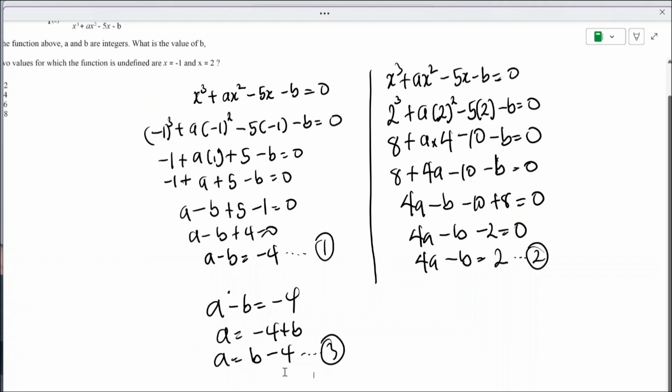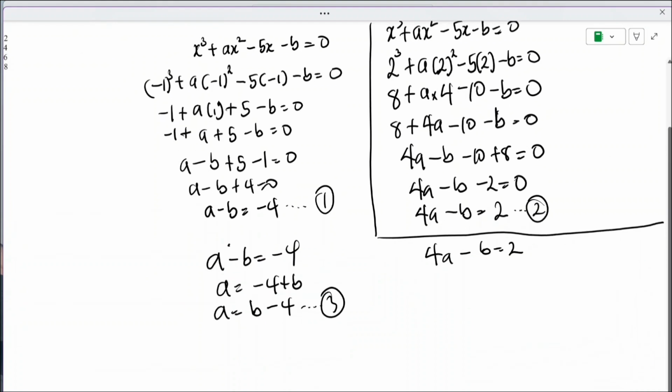We substitute the value for a in equation 3 into equation 2. So we take our equation 2, 4a minus b equals 2. a is b minus 4. So we have 4 into open brackets, the value of a in equation 3, b minus 4. You have to be very careful here. Put it in brackets. The 4 affects the a, so the 4 will affect what a represents. Then you have minus b equals 2. The 4 is linked to this value by a bracket, so the 4 affects both the b and the negative 4.